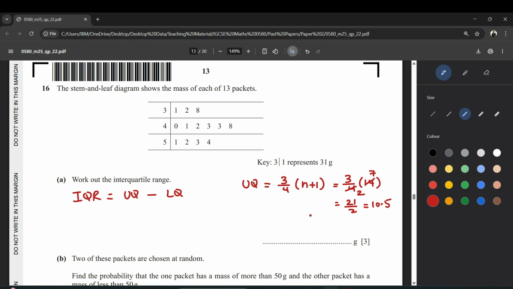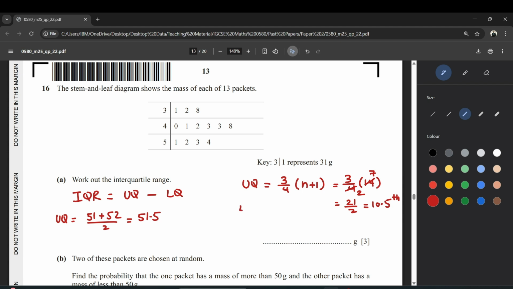Okay, now what does 10.5 actually tell you? This is the position. Okay, 10.5th position. So if I look over here, that's 1, 2, 3, 4, 5, 6, 7, 8, 9, 10, 11. So 10.5th position basically means that you need to take the mean of 51 and 52. Okay, so the upper quartile is equal to 51 plus 52 divided by 2, which will be equal to 51.5. So that's your upper quartile.